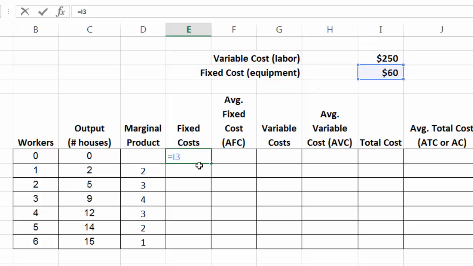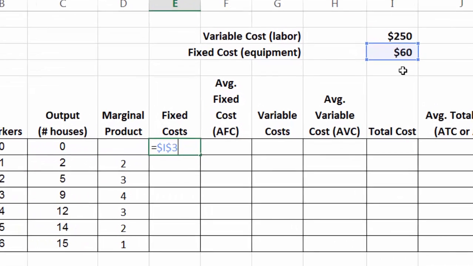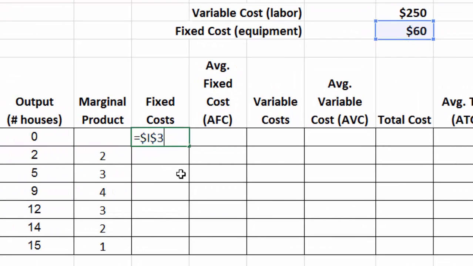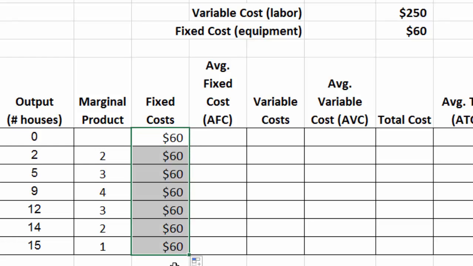Now, when I slide this formula down, I want it to be the same every time, so I'm going to lock the reference. When you put the dollar signs, that tells Excel when I slide this down to not slide my reference box, but to keep it there. So I can put that in and just drag that down. An alternate way of doing that is just hit equals 60, and then if you do that and slide it down, you get the same result. Okay, so we've got the fixed cost.